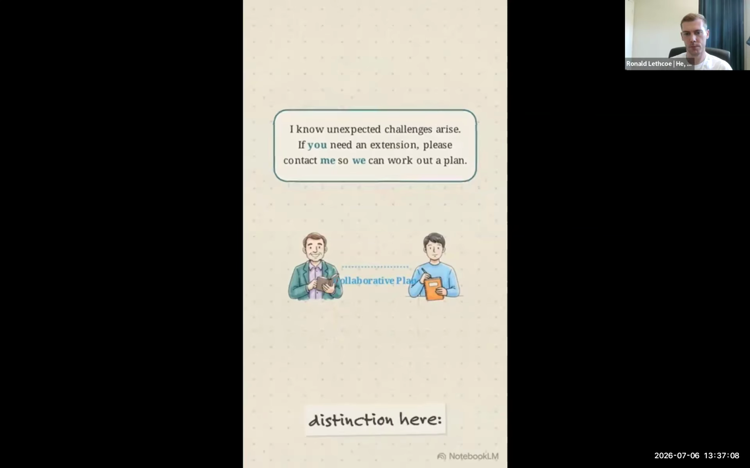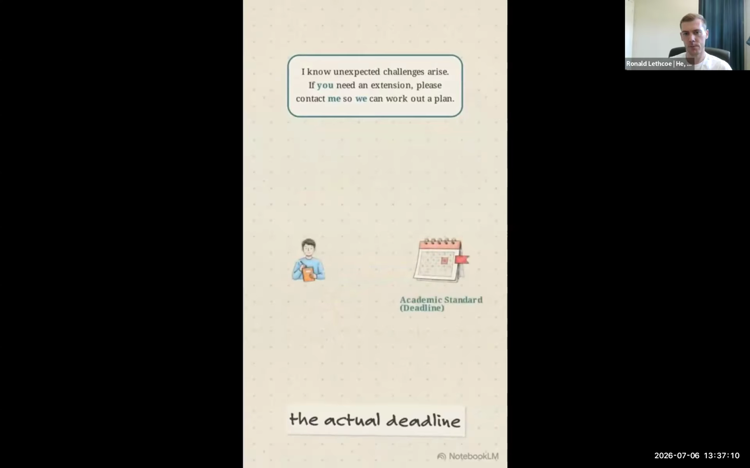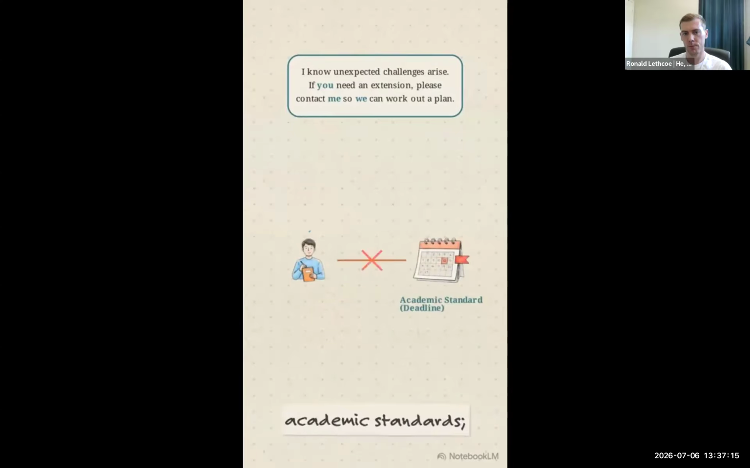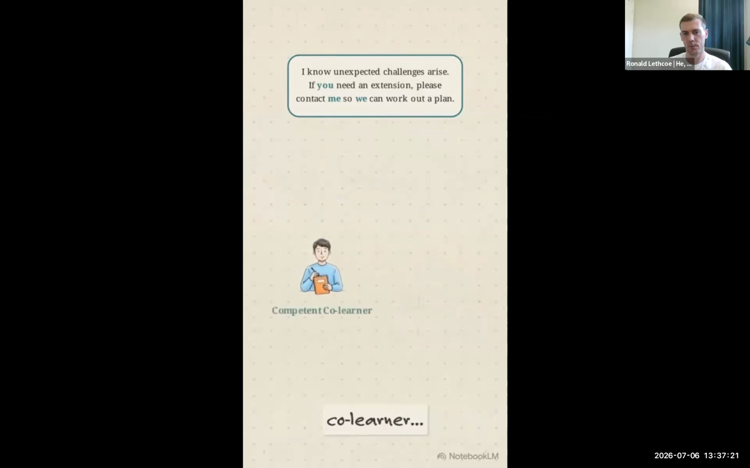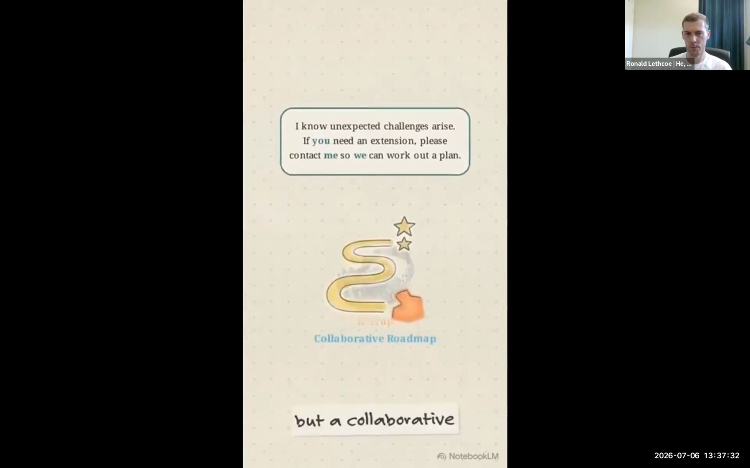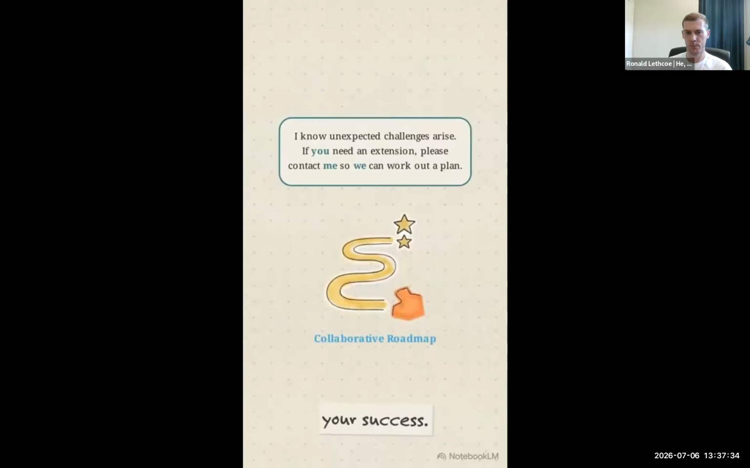Notice the critical distinction here. The actual deadline didn't disappear. Inclusive design doesn't mean lowering academic standards. It means changing how they're communicated. Treating the student as a competent co-learner reduces the defensive anxiety that actively depresses academic performance. So that terrifying late work policy from the beginning is no longer a trap waiting to be sprung, but a collaborative roadmap for your success.